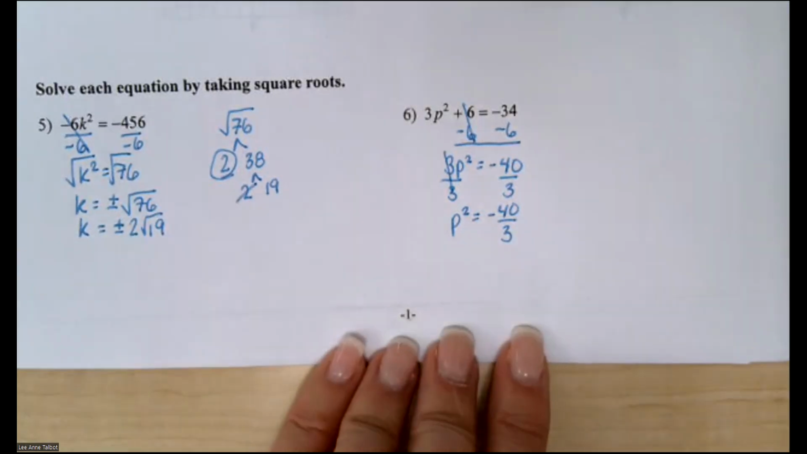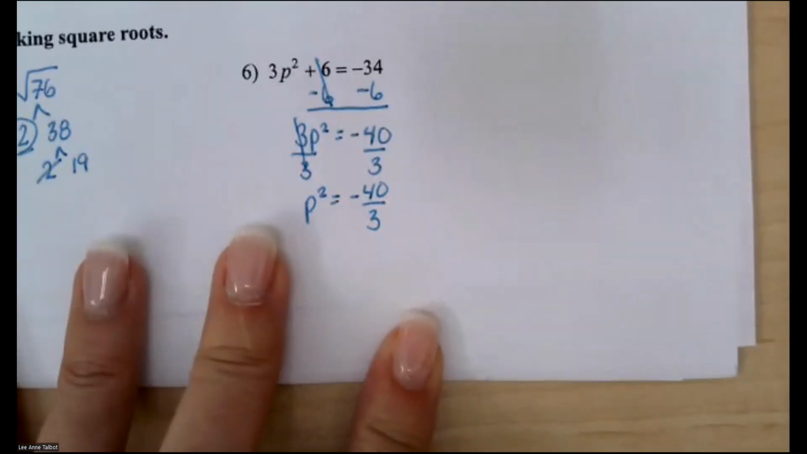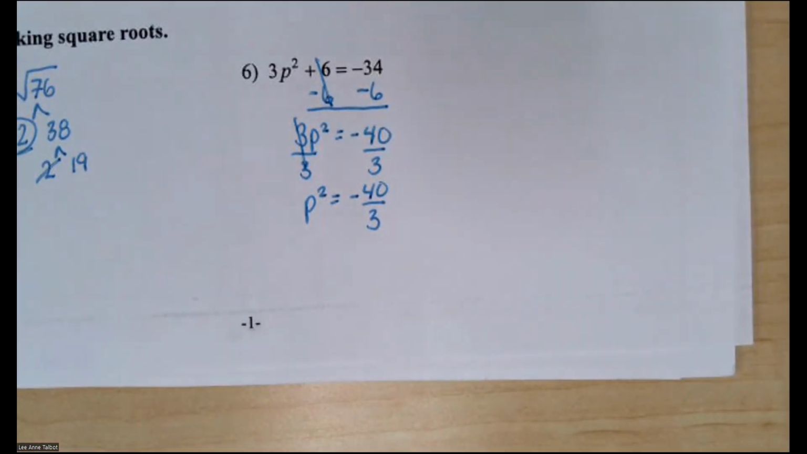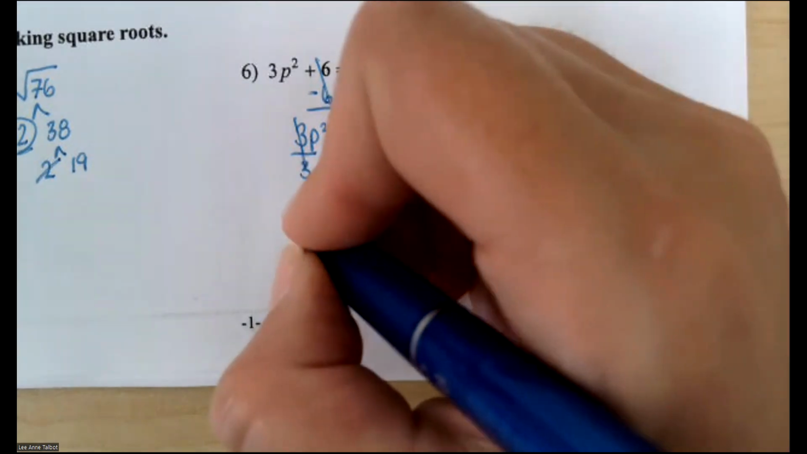This one is legit spicy. Okay. Can you all get there? Just getting the p squared alone. That part's not too bad. And then it gets spicy from here. This problem is the spiciest for sure. Okay. Now, square root.